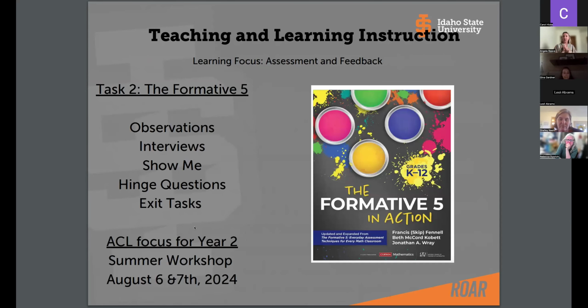All right, so in review, it's the 5 pieces. Observations: we're observing students, checking out what they're doing. Then we might dive in deeper and say, can you explain your thinking a little bit more? Or where did you come up with that number model? Then the show me is, I want you to complete this and show me how you're going to solve this problem. The hinge question is that tipping point: where is my class?